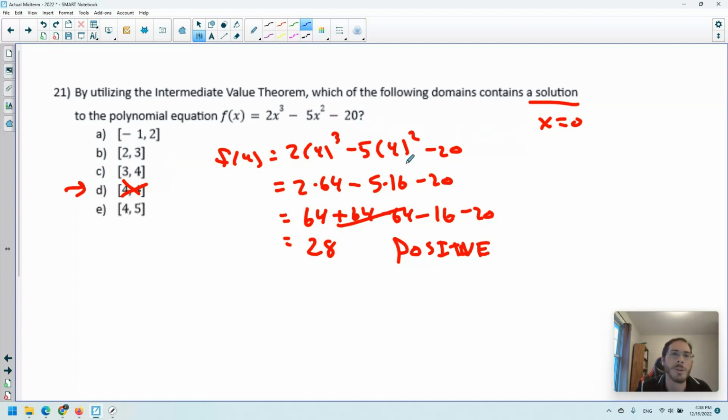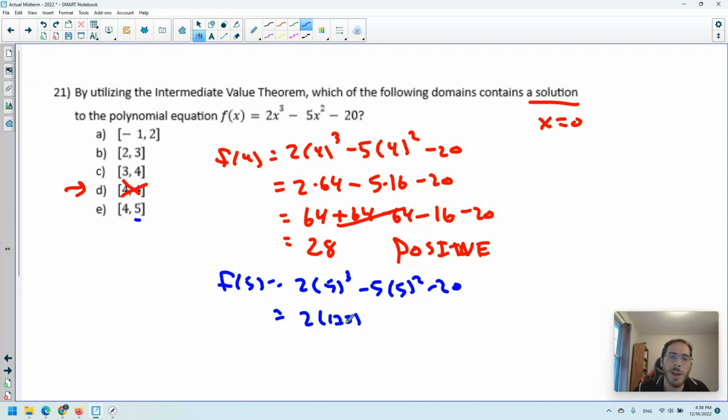Because again, we want to find out where f of x equals 0. I'm going to try 5 first. I think it's easier to plug 5 into an equation than 3. So I'm going to try f of 5. 2 times 5 to the third minus 5 times 5 squared minus 20. So this is 2 times 125 minus 125 minus 20. That's going to give us 105 pretty quick. This is also positive.